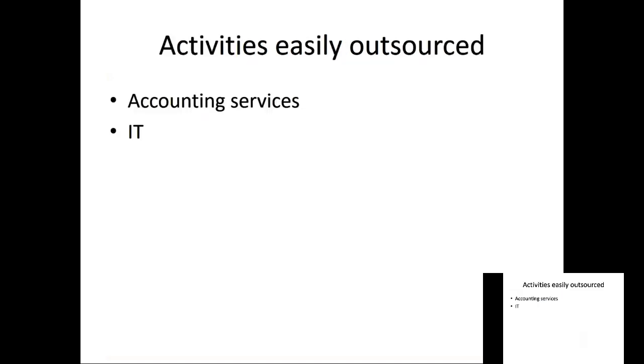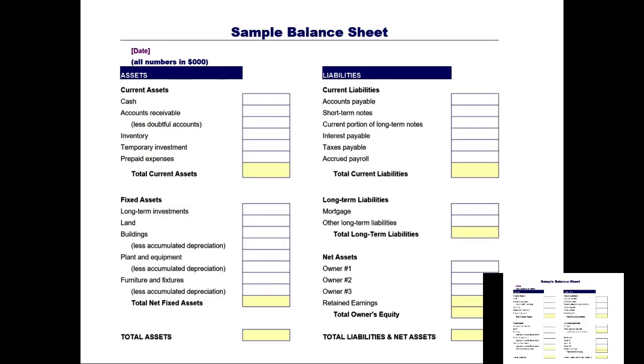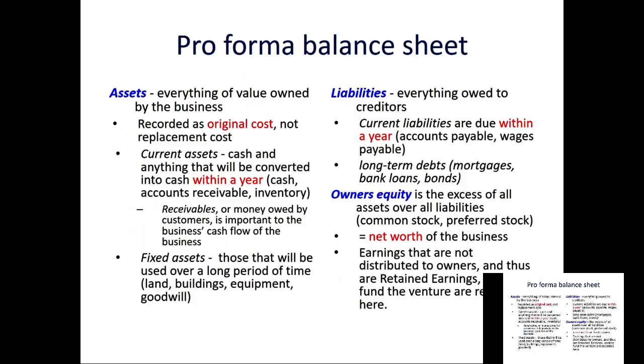You can also outsource some of your activities so that you can move more quickly. Accounting and IT are easily outsourced. Now we'll move on quickly to the balance sheet. The balance sheet has to balance, so the assets have to balance the liabilities and equity. What we're doing here is a pro forma balance sheet, so this is going into the future. This is a picture at one moment of time. I give an example here, but it's in the spreadsheet as well.